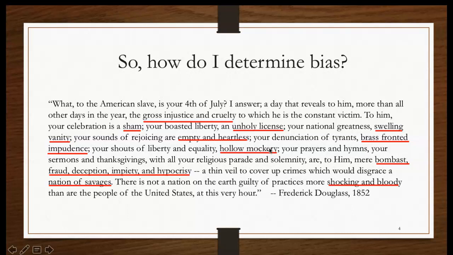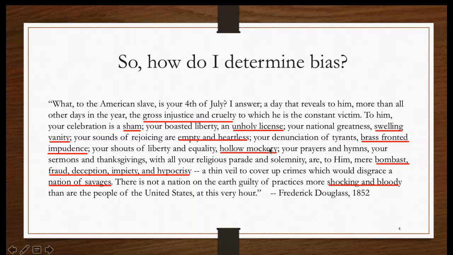So he's definitely got a bias here, right? He's definitely very critical of Americans and American society. And he's trying to convince his audience to feel about America and American society the same way that he does. This is a speech designed to draw people to the abolitionist cause.